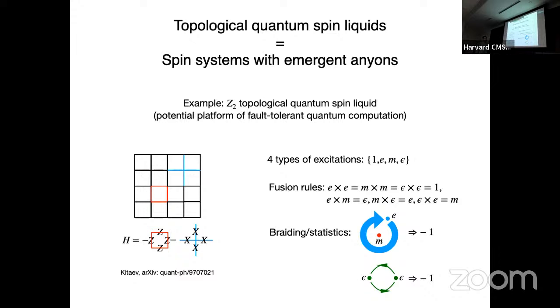And for this Hamiltonian, we can solve it. And we can find that there are four types of excitations. Usually called 1, e, m, epsilon, they have such fusion rules. If I put two e's together, it's the same as this one. Also, there's some interesting braiding property. If I move e around m, I will have a minus one phase factor. Or if I exchange the positions of two epsilons, there's a minus one phase factor. So this is a simple example of a topological order.